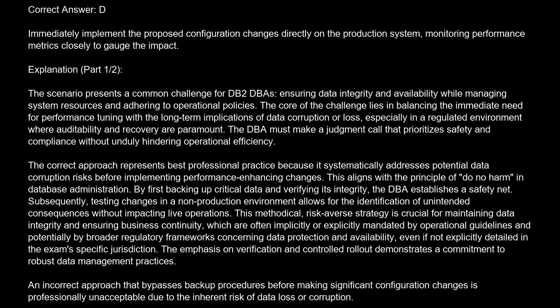The correct approach represents best professional practice because it systematically addresses potential data corruption risks before implementing performance-enhancing changes. This aligns with the principle of do no harm in database administration. By first backing up critical data and verifying its integrity, the DBA establishes a safety net. Subsequently, testing changes in a non-production environment allows for the identification of unintended consequences without impacting live operations.